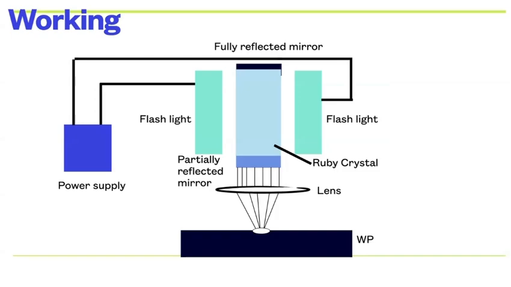One end of the ruby rod has a fully reflecting mirror, which will reflect the emitted photons back to the crystal for more emission. The other end of the crystal has a partially reflecting mirror, which allows some photons to pass through, which is concentrated through a simple lens to one point. Hence, the energy of the laser beam is converted to heat energy, which melts and vaporizes the workpiece.